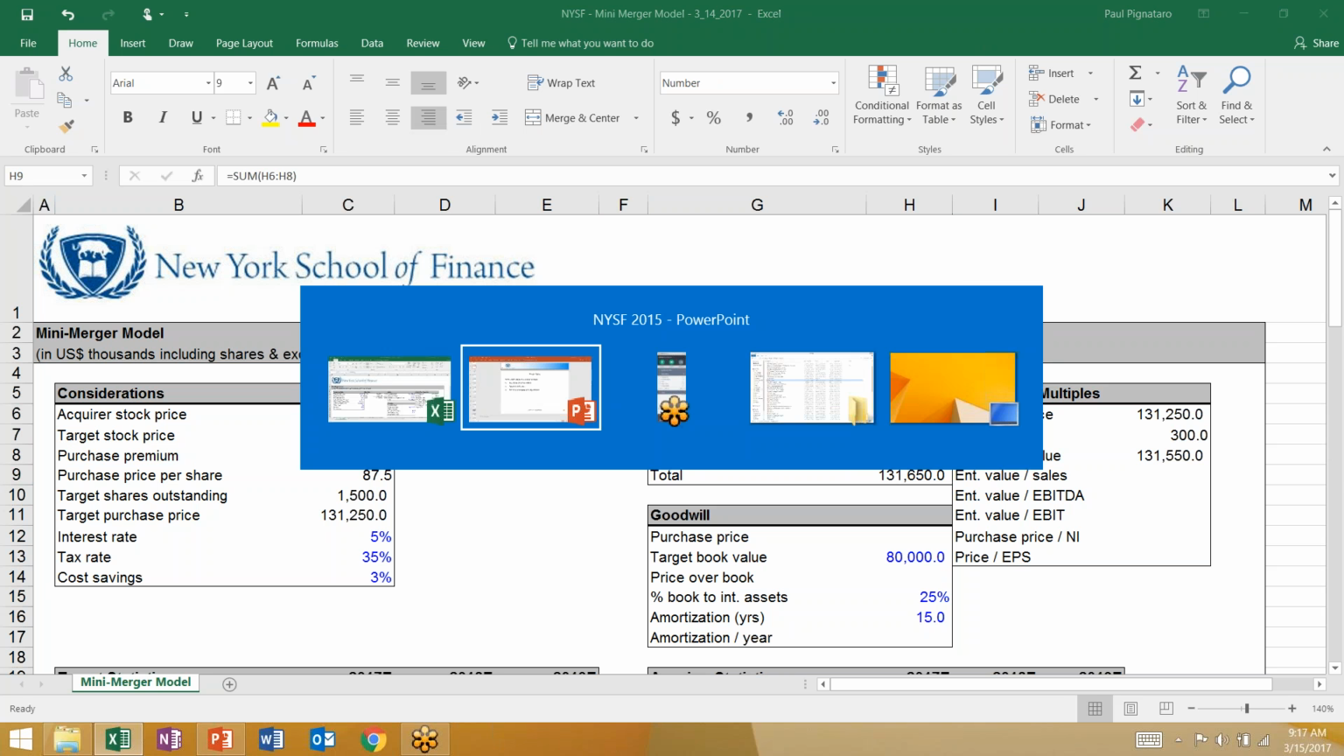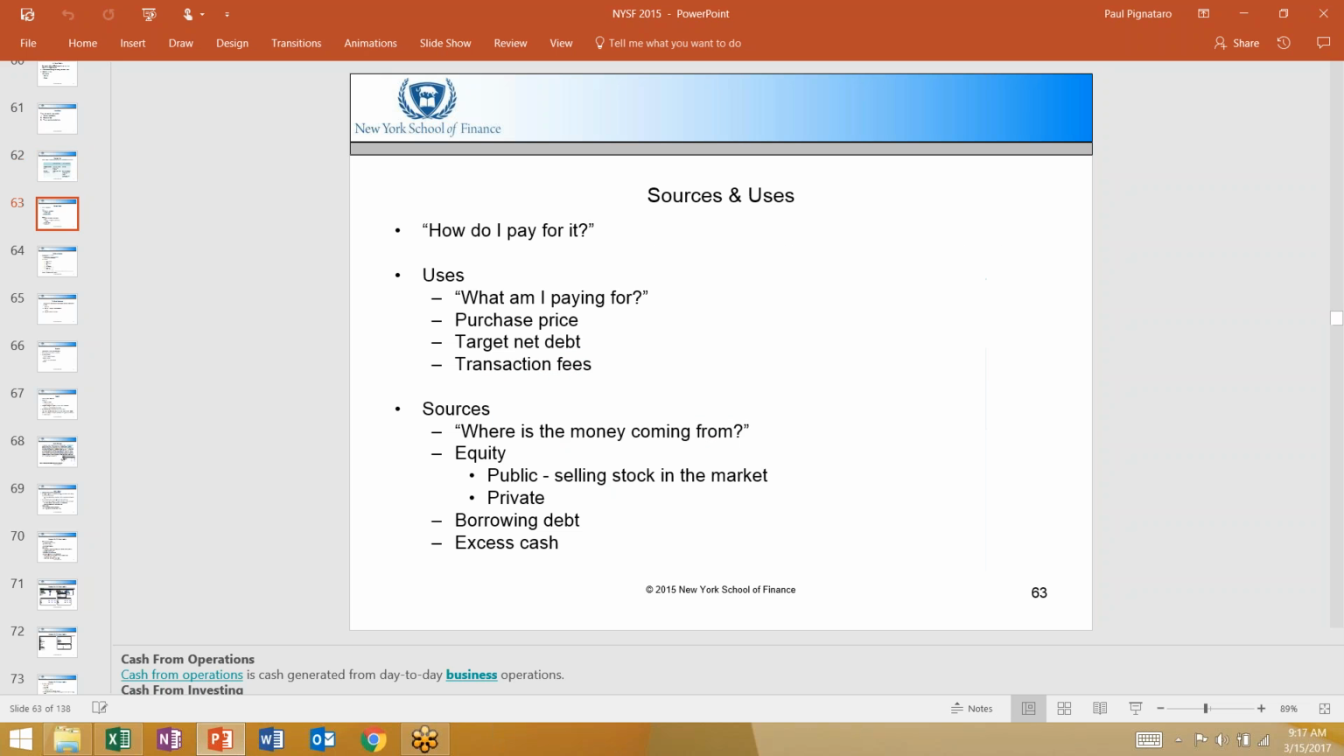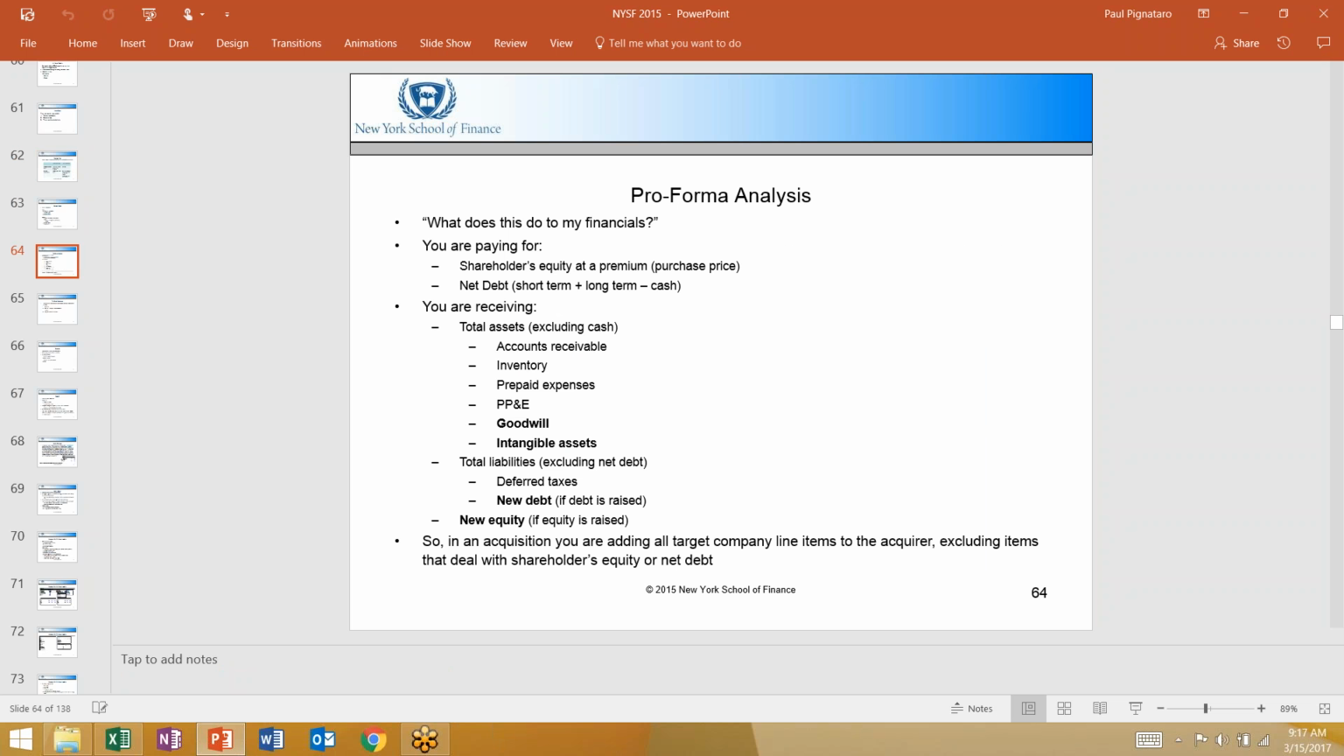So once we have the sources and uses, right, in any merger, we want to go through the pro forma analysis. And just the high level, just to recap the accretion dilution analysis, is thinking about what this does to the target and acquirer financials. And in a merger, you're basically adding together, line by line, acquirer plus target, revenue all the way down to net income, except for line items dealing with target debt and target equity. So namely, no target interest, assuming you're paying down the target debt, and no target shares.